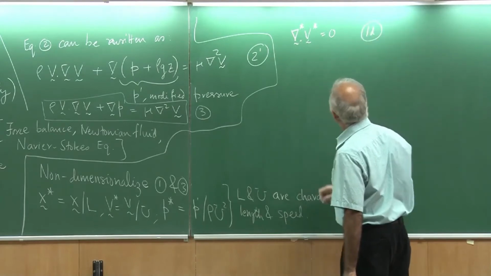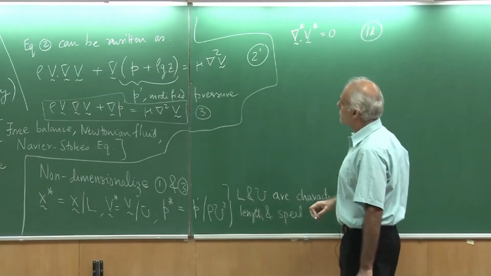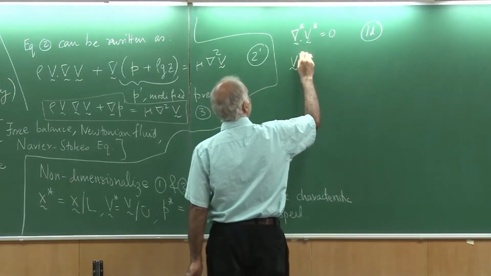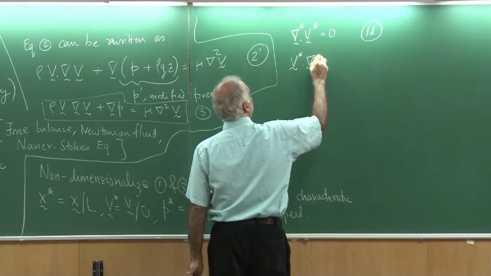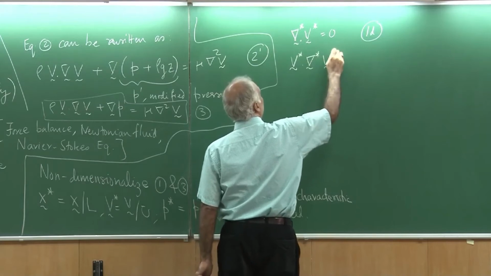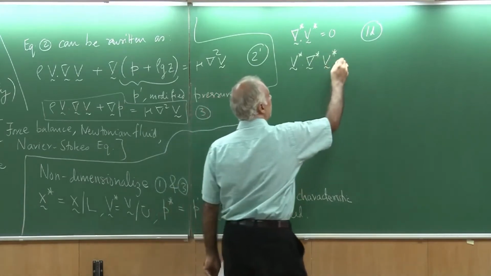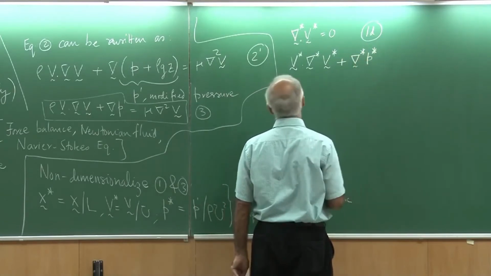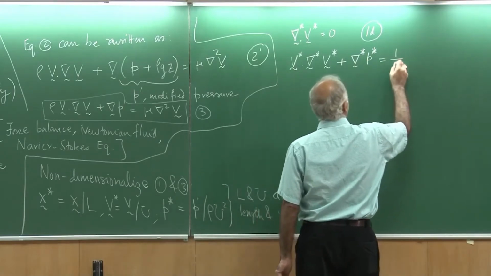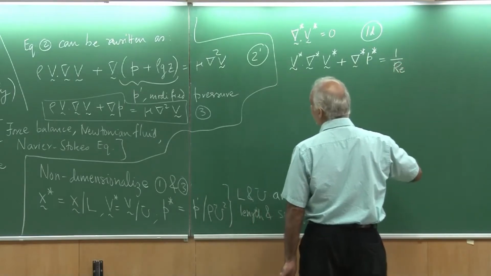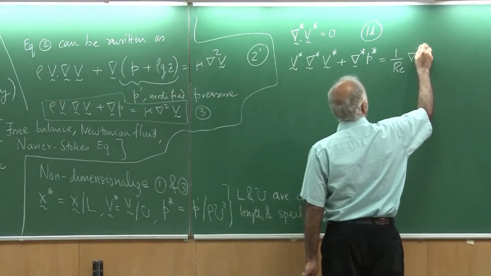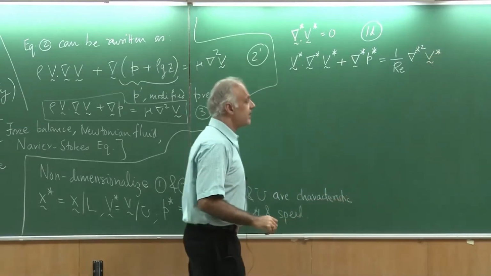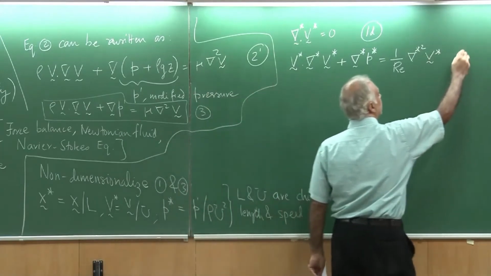And equation 3, let me call this 1D, which means it is non-dimensional, and I would also now write down 3D. So this would appear as V star dot gradient star of V star plus the gradient star of P star, equal to 1 over Reynolds number times the Laplacian of V star. Okay? And this would be 3D.